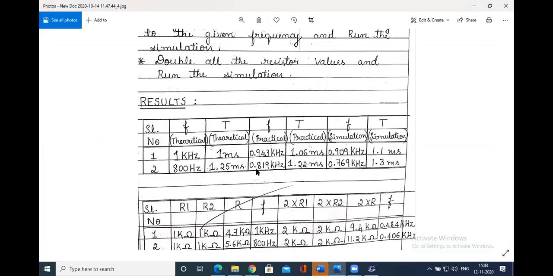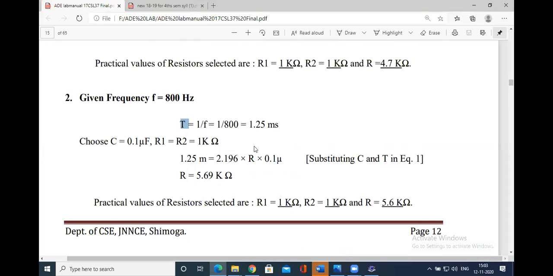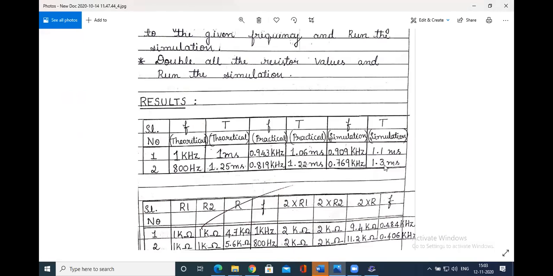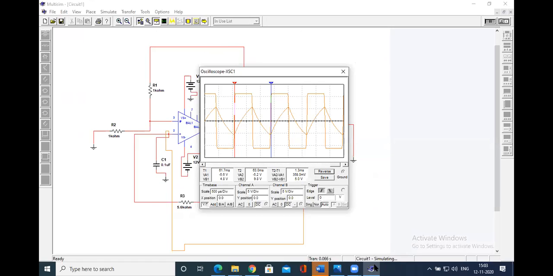Practically we have not done it. See, theoretically you got 1.25, no? I'm stressing on this value 1.25. So in the simulation, what did you get? In the simulation you got 1.3. I'm just comparing the theoretical value, 1.25, with the simulation value, 1.3. So how did you get the frequency? Reverse of 1.3. I'm just reversing this 1.3.